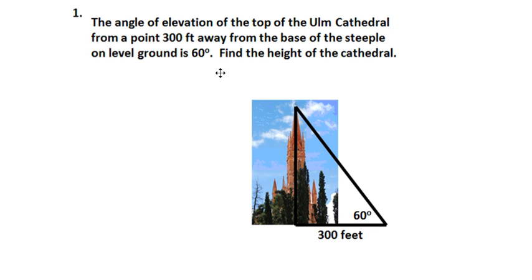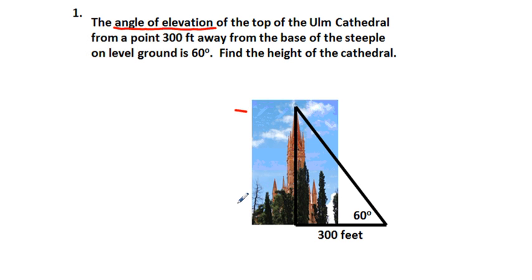The angle of elevation at the top of the Ulm Cathedral from a point 300 feet away from the base of the steeple on level ground is 60 degrees. Find the height of the cathedral. We're going to be introduced to a bunch of real-world phrases or expressions, and in this case the one we're using is angle of elevation. We're also going to see angle of inclination, angle of depression, angle of declination, and angle with horizontal, a lot of different ways of saying this.